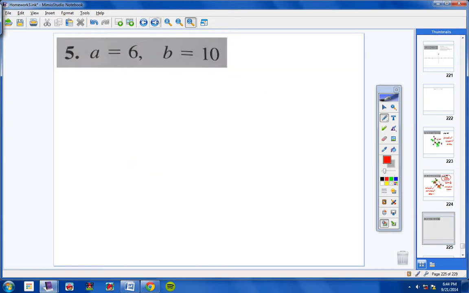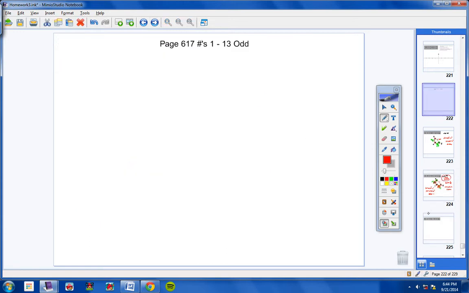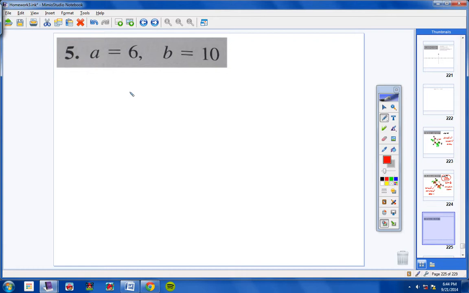Okay, let's try number 5 real quick here. Let's go ahead and draw our triangle first of all. We'll call this A, we'll call this B, we'll call this C. Side A is 6. Notice I go straight across from angle A. Side B is 10. Notice I went straight across from angle B, so side B is 10.